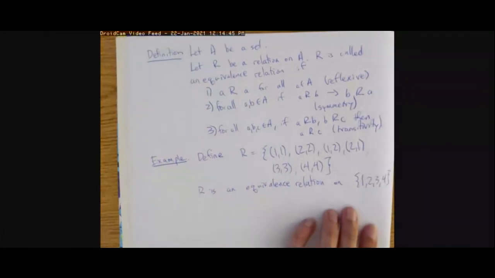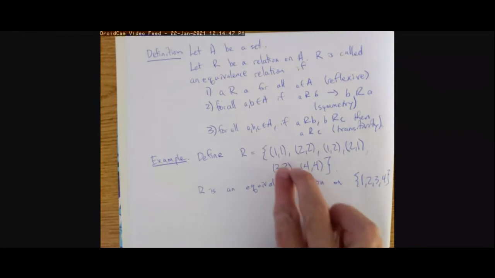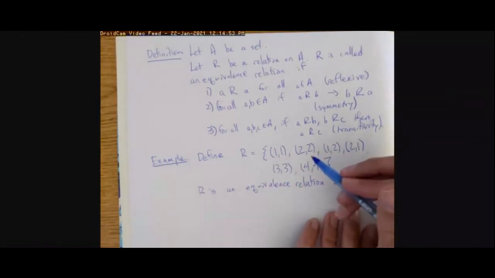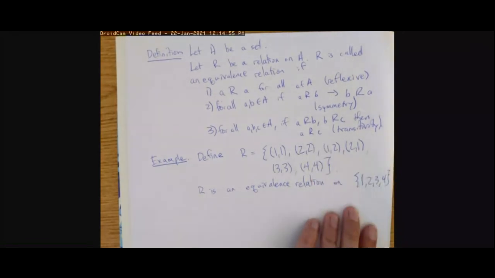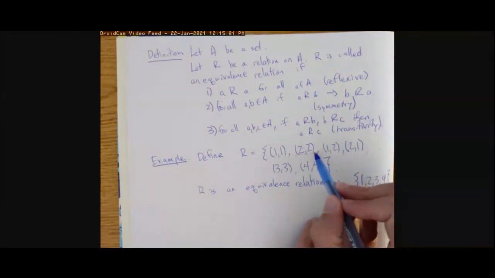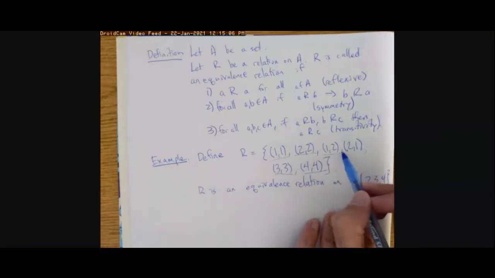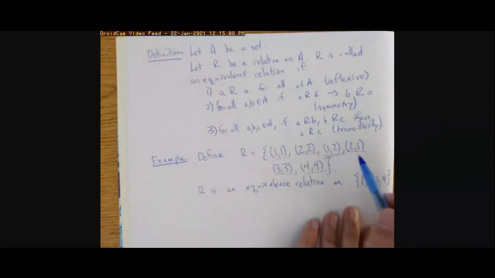And you can check that it's symmetric, because whenever I switch the two entries, I get something that's still in R. So if I switch (2, 2), I get back (2, 2). So all of these, when I switch them, I get back an element of R. If I switch this one, I get this one. So this relation is symmetric. It's also transitive. You can check this.